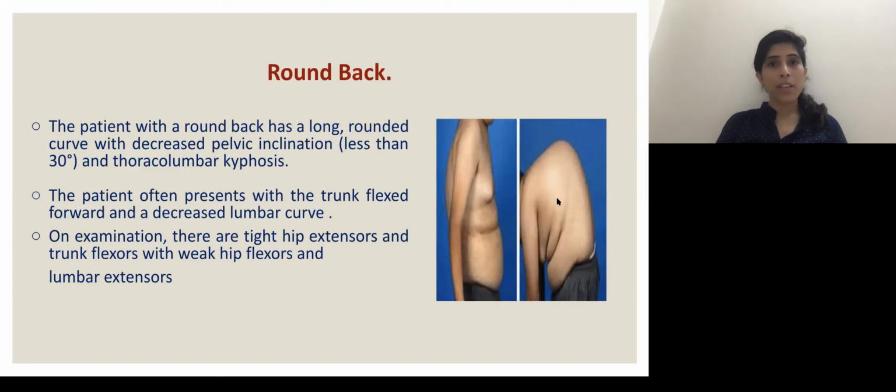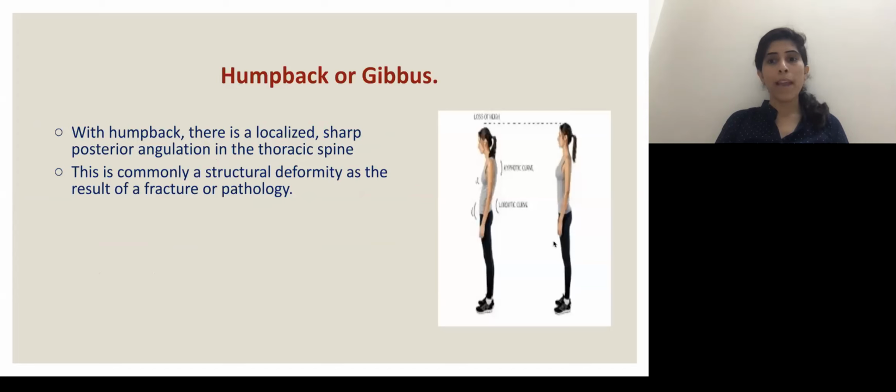On examination, we'll find that their hip extensor muscles and trunk flexor muscles will be in a tightened position, and the hip flexor muscles and lumbar extensor muscles will get weak. That will be the opposite of whatever we get in lordosis. Here the tightened muscles will be the hip extensors and the abdominal muscles, whereas the weak muscles are the hip flexors and the lumbar extensors.